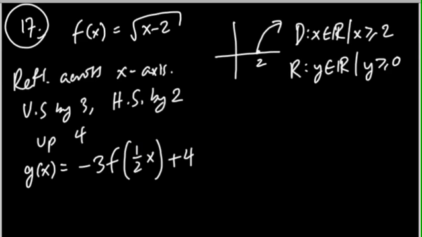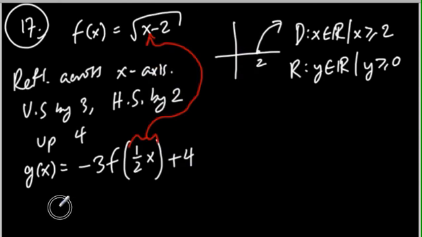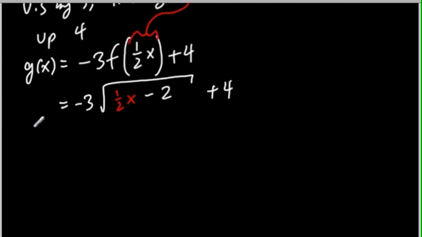So remember, once again, I take this argument here, okay, and I plug it right into this x over here. I leave everything as is. So this is equal to negative 3 square root, so it's half x, right, minus 2, and then don't forget that plus 4 at the end over there. So let's try to factor this.